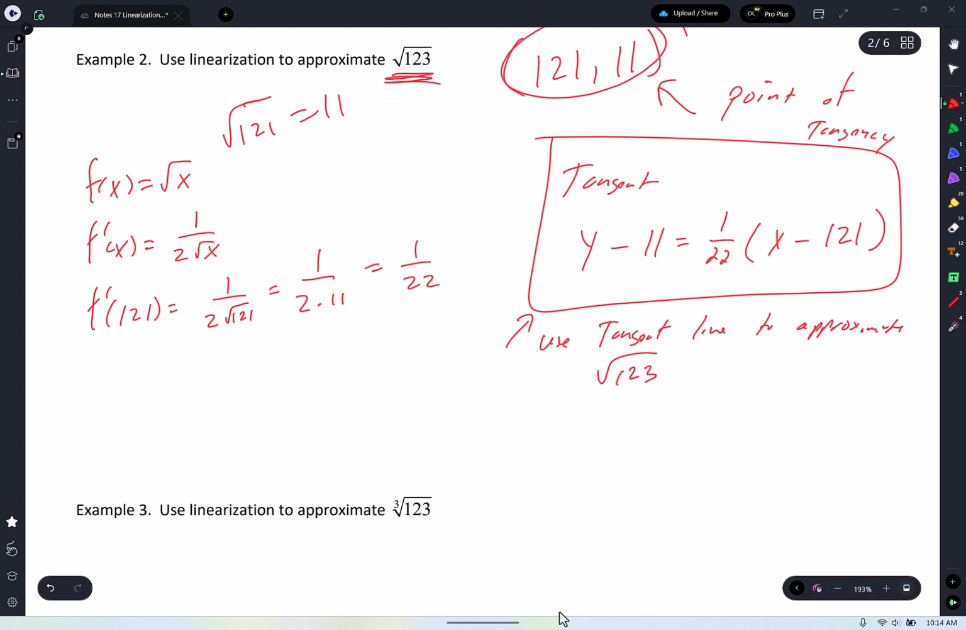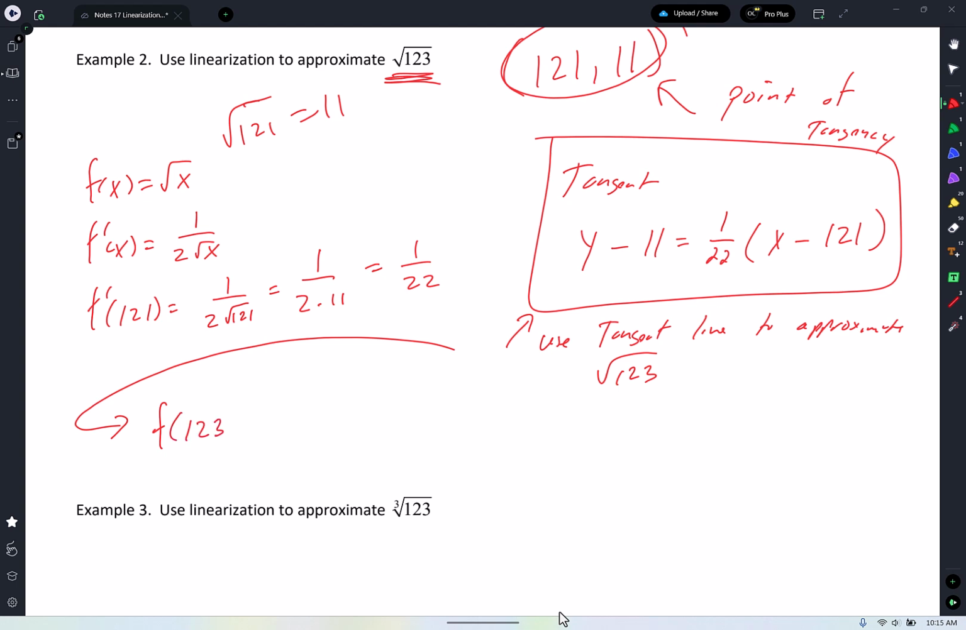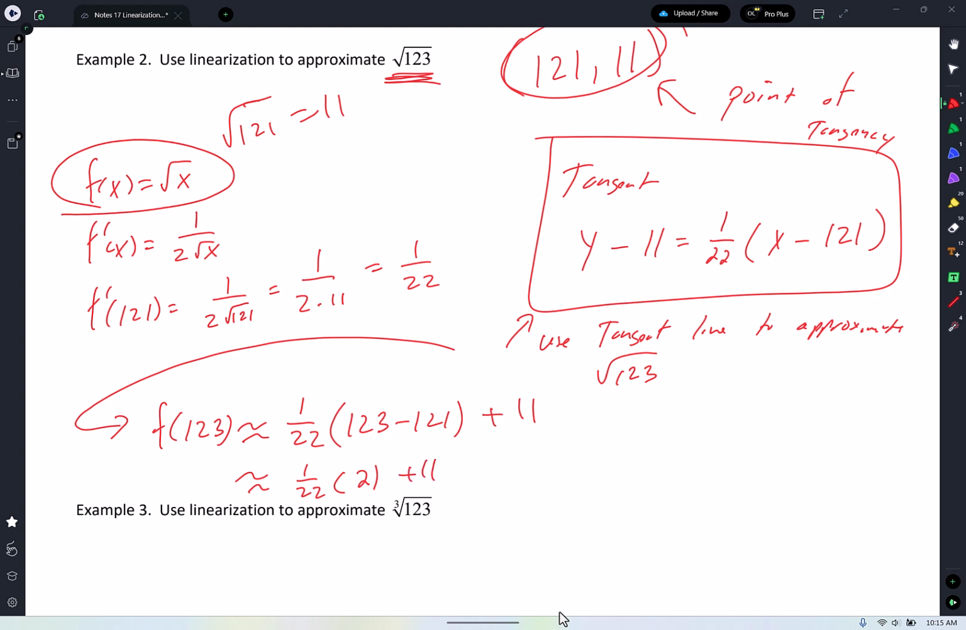So I'm going to go f of 123, because f of x is approximately 1 over 22. I'm just using this parenthesis, and I'm going to plug in 123 minus 121, close it, plus 11. Is anyone freaking out? Okay. You're done. This is your approximation, guys. Let's see, 1 over 22 times 2 plus 11.